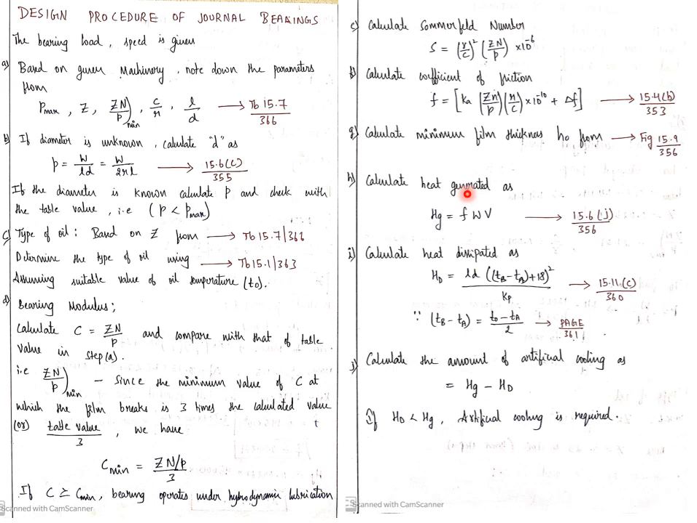Okay. So there will be heat generated between the bearings, and there will be heat dissipation also from the bearing. So you need to calculate that, and if you differentiate these two, if the generated heat is greater than the heat dissipation, then you need to provide artificial cooling for the bearing to reduce the temperature of the oil.